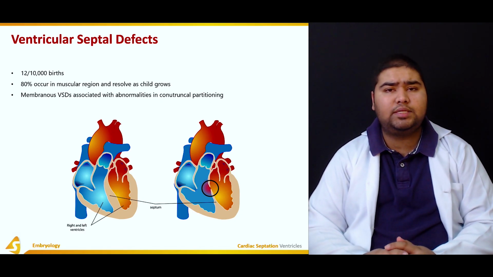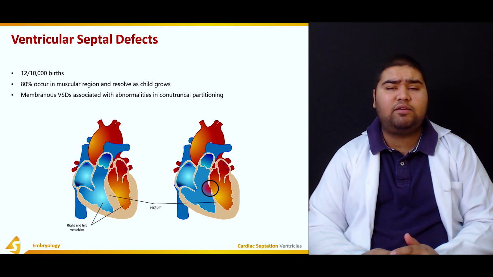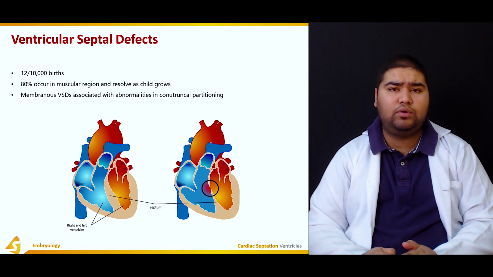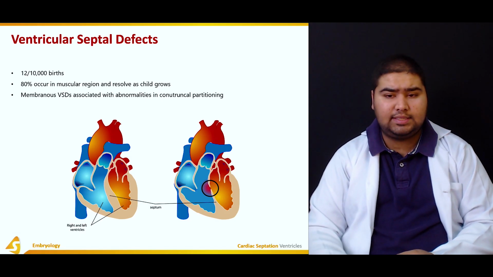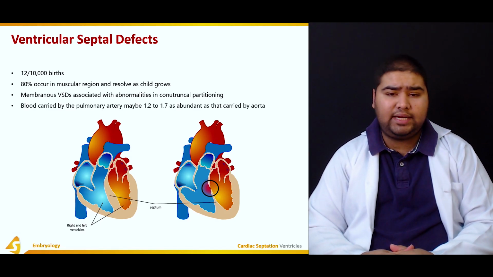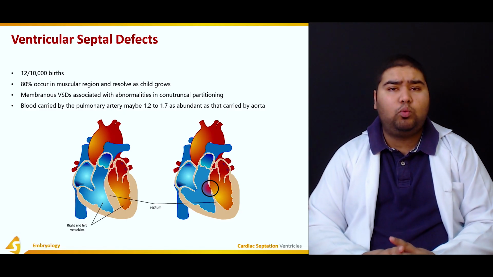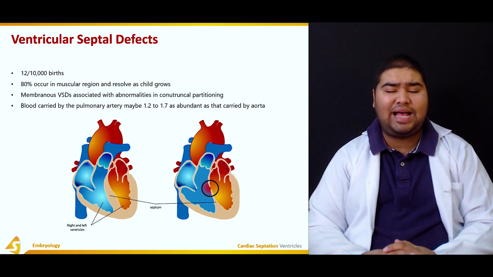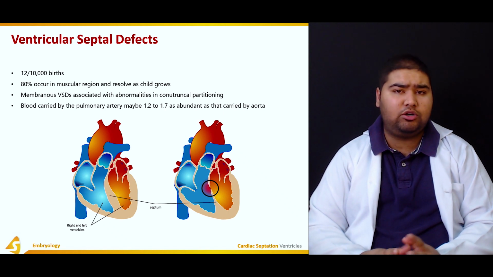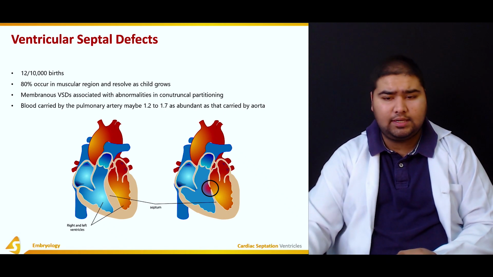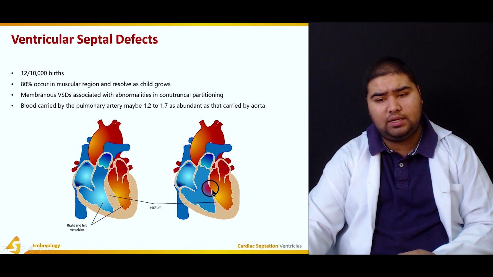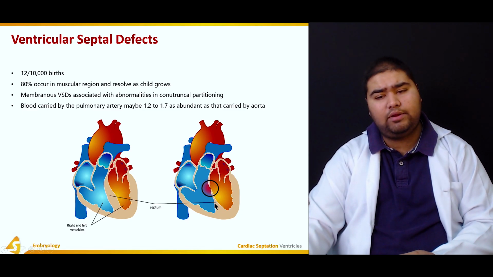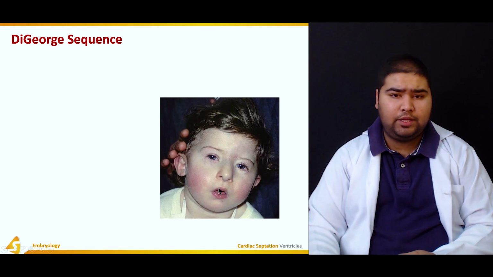However, if the conal septum or conus cordis septum is faulty, it cannot abut with the conal septum, as a result of which a membranous ventricular septal defect may be seen. So, blood carried by the pulmonary artery may be 1.2 to 1.7 times as abundant as that carried by the aorta in case of a ventricular septal defect. Here in the figure you can see this is the normal heart and this is a ventricular septal defect that tends to appear in the muscular region of the ventricular septum.